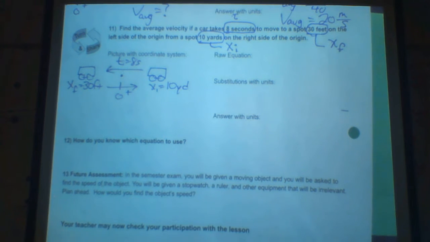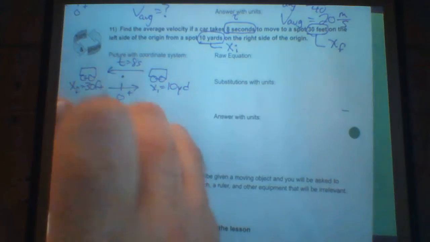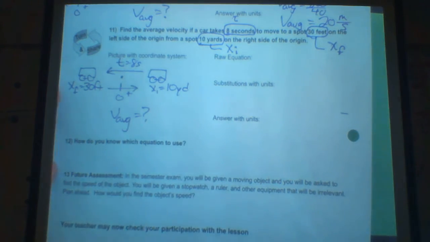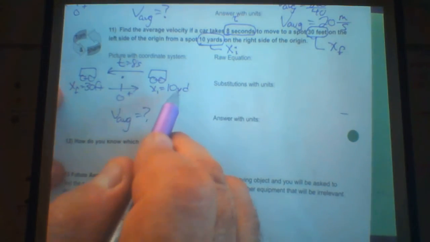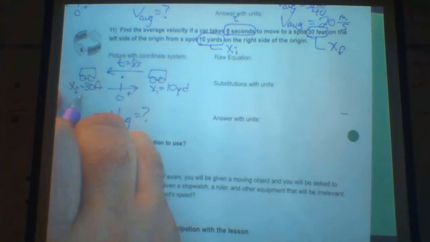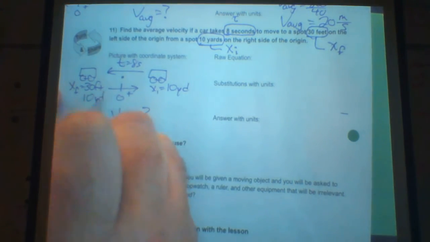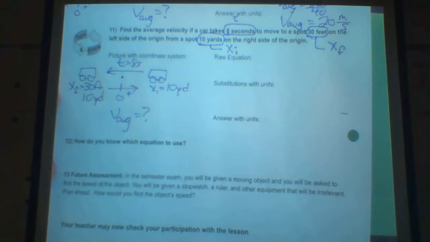That's step number 2. Number 3, desired variable. We want to find the average velocity. Step number 4, are the units compatible? We have feet here and we have yards there, so no, they're not compatible. Let's change this 30 feet to be 10 yards. I could have changed the 10 yards to be 30 feet, doesn't matter.